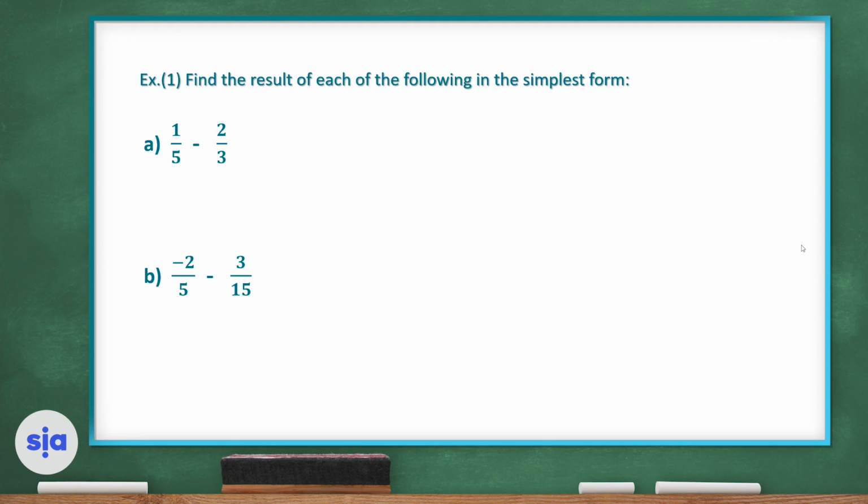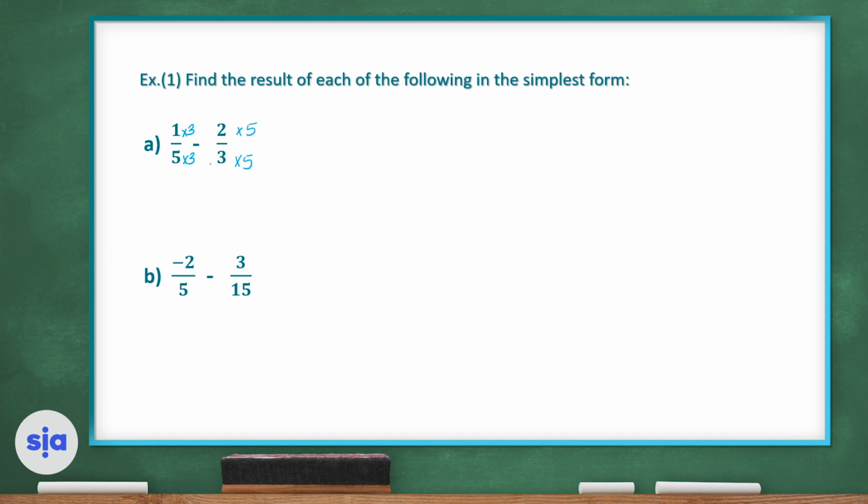Let's see exercise number 1. Find the result of each of the following in the simplest form. 1 over 5 minus 2 over 3. In order to add or subtract fractions or rational numbers, the denominators must be the same. So we'll multiply this fraction by 3 up and down, and I will multiply this one by 5 up and down.